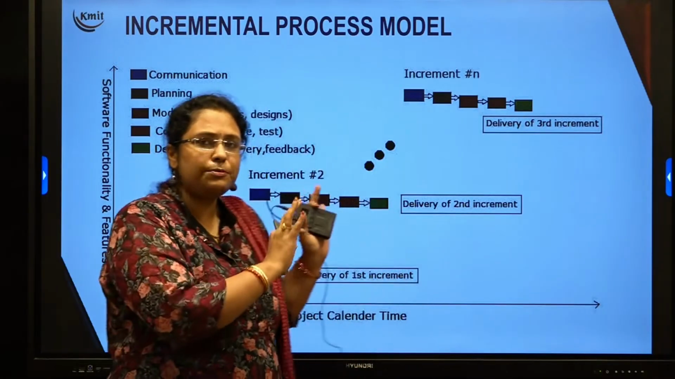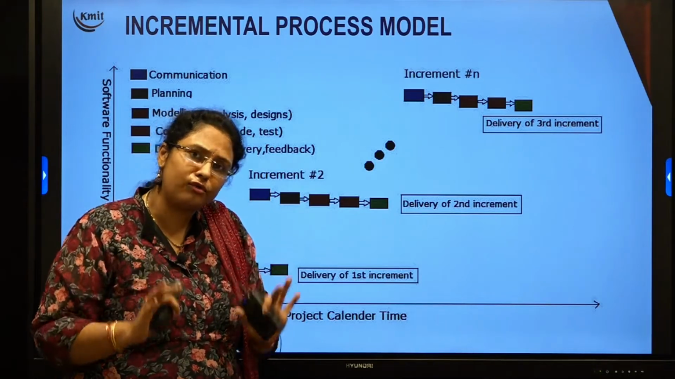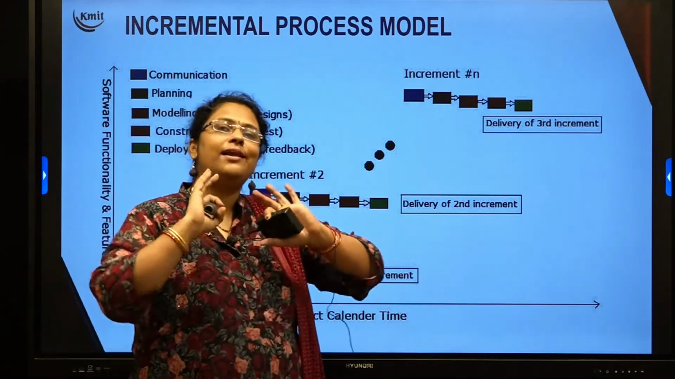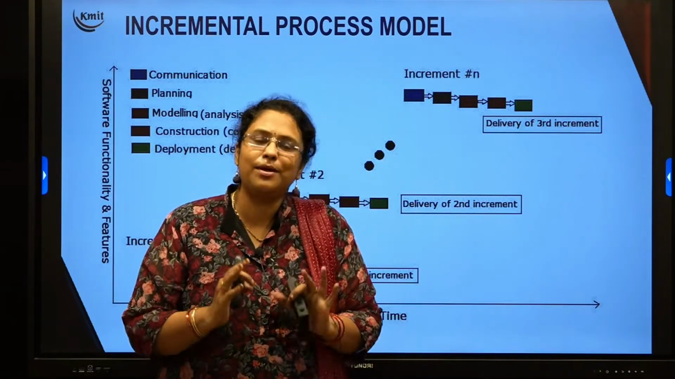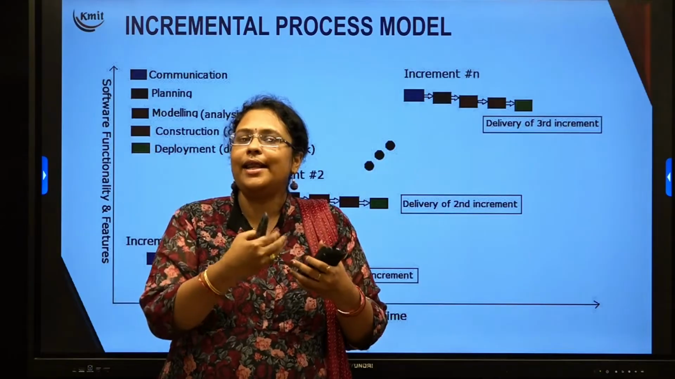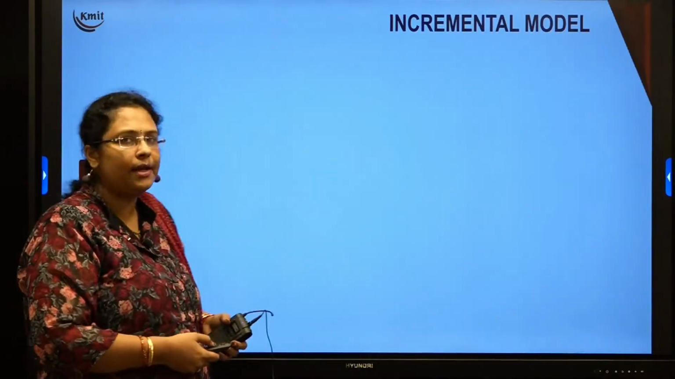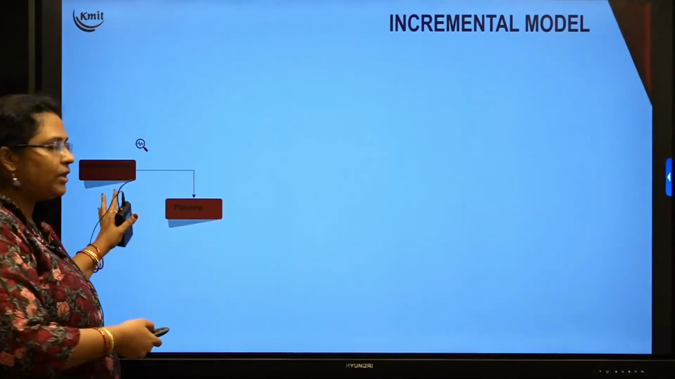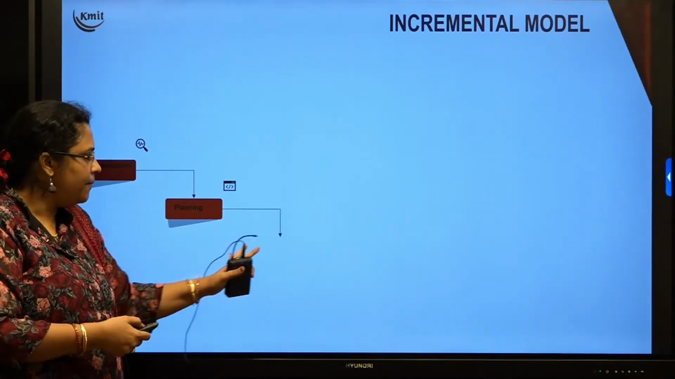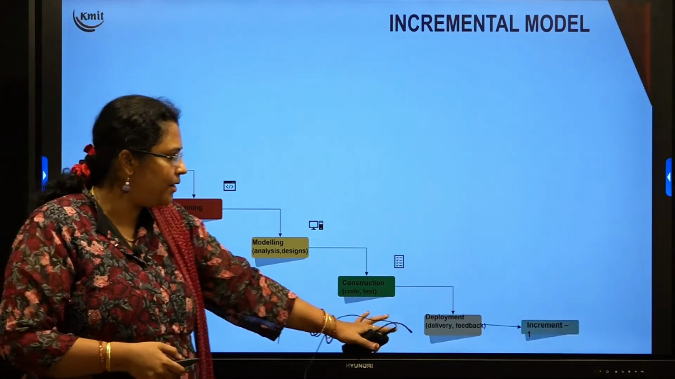Right? So this incremental process model follows all the phases of your waterfall model, but instead of delivering the complete product to the customer at a time, it is dividing the product into small pieces, and in increments it is going to deliver those pieces. So what is happening here in the incremental process model? You have the communication phase, planning, modeling, construction, deployment.